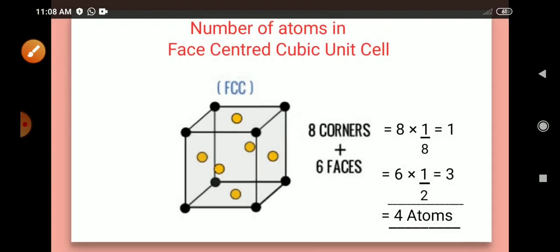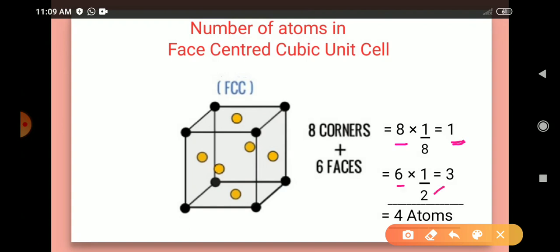Let us find the number of atoms in a face-centered cubic unit cell. In the face-centered cubic unit cell, the particles are present at the corners. So 8 corners, that means 8 into 1/8, is equal to 1. But here the particles are also present at the faces, and the contribution is 1/2. So a total of 6 faces are there. So 6 into 1/2 is equal to 3. So a total of 4 atoms are present.